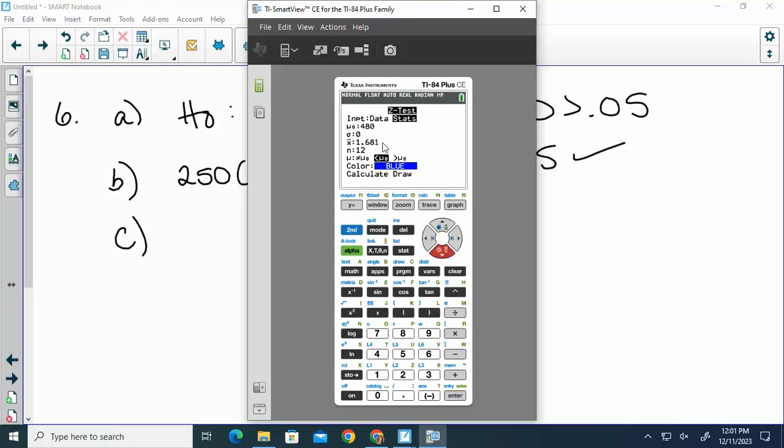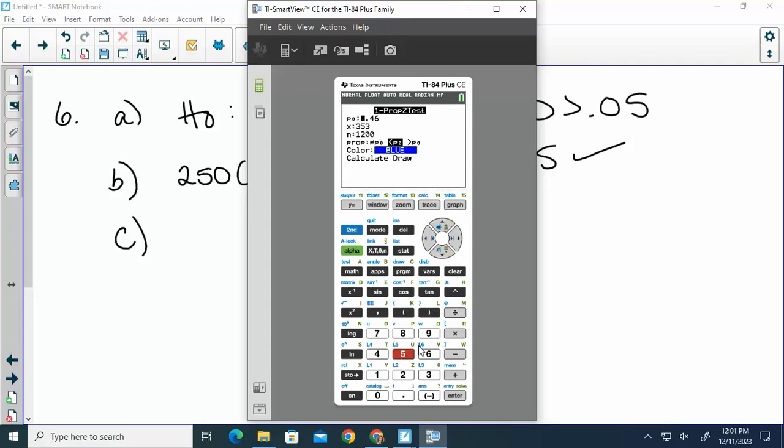Our mean of the null was 0.05. Do I have a sigma? No. Okay, well that's not good. What else could I do? One proportion z test. Let's try that.